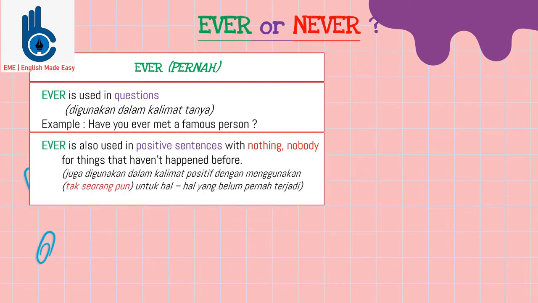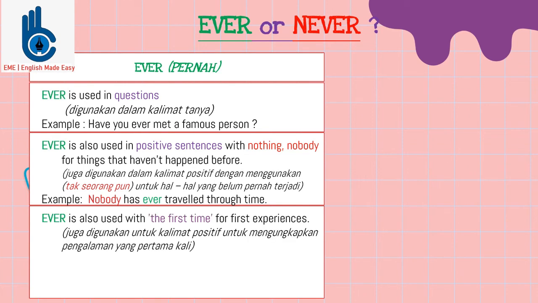Ever is also used in positive sentences with nothing or nobody, for things that haven't happened before. Ever juga digunakan dalam kalimat positif dengan menggunakan nothing or nobody yang artinya tak seorang pun untuk hal-hal yang belum pernah terjadi. For example, nobody has ever traveled through time.